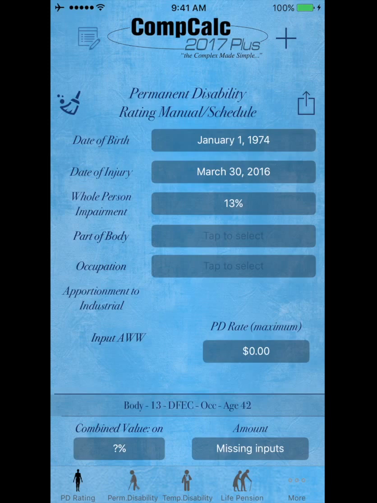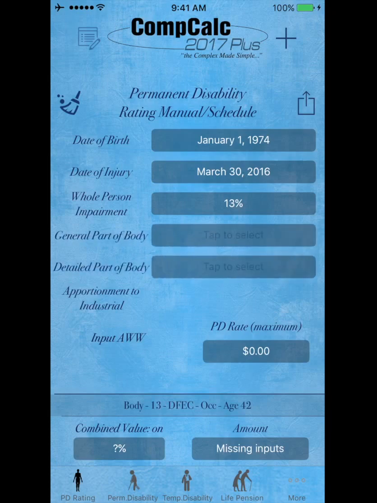One other feature that I want to go through, as part of basic features and functions, are the icons across the top. You should become familiar with these. On the right-hand side, you'll see a plus, which gives you, and if you look at the rating string down at the bottom where it says body, 13, DFEC, occupation, age, 42. Okay? That's adjusting that without all the inputs in there.